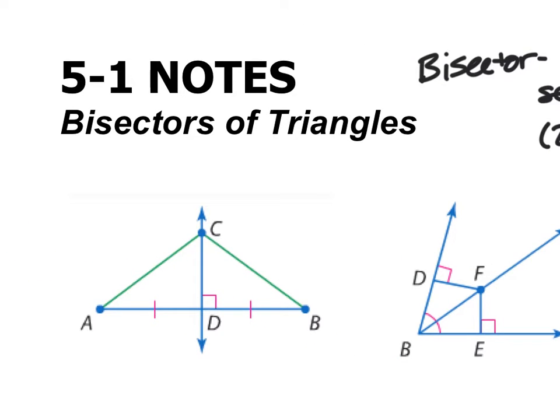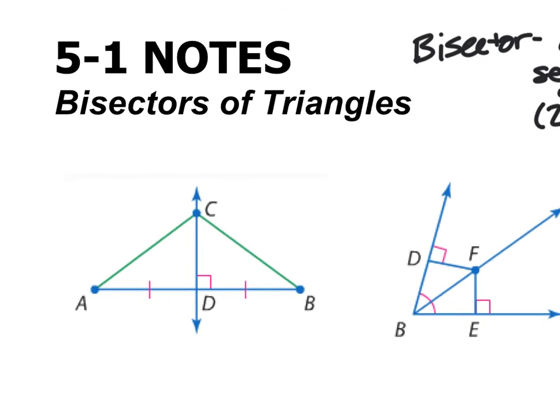And the first thing I want to talk about right now is what we call a perpendicular bisector. A perpendicular bisector is kind of just what it means. We have a segment here, CD, that is a perpendicular bisector. It bisects segment AB, so we get two congruent parts and we form a right angle, okay?